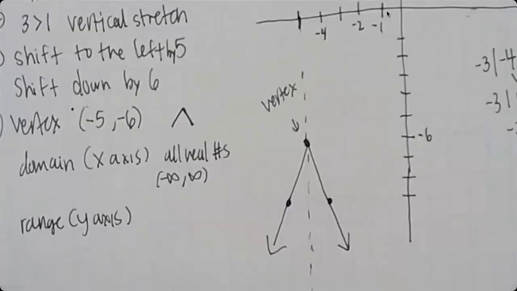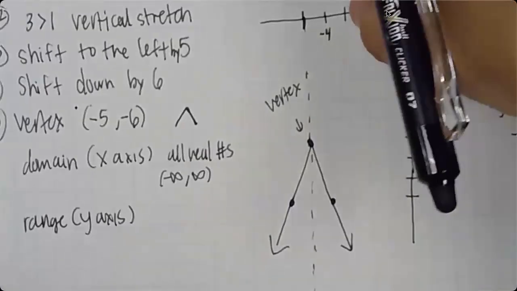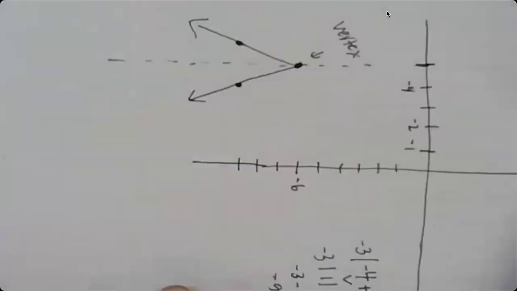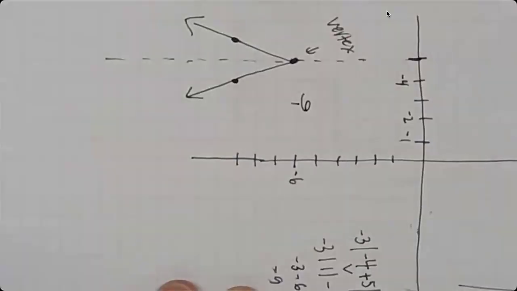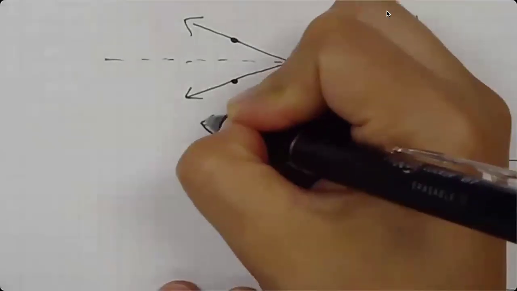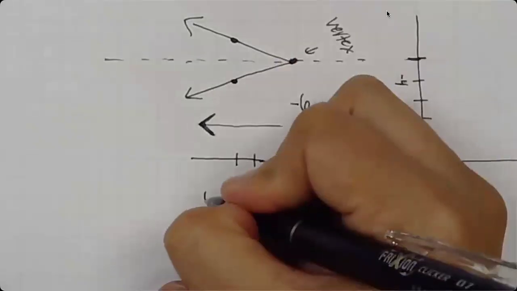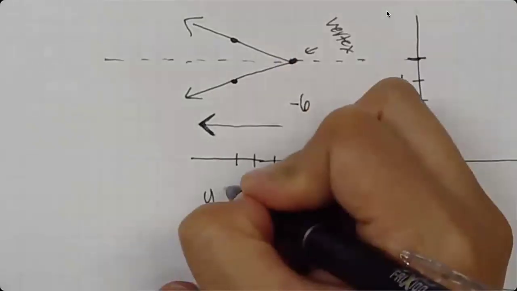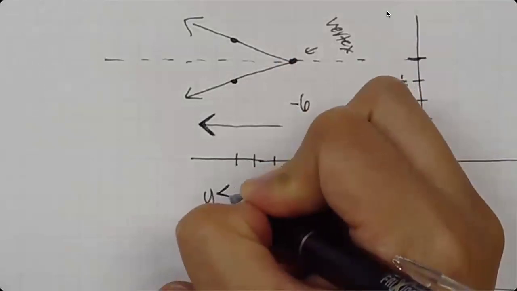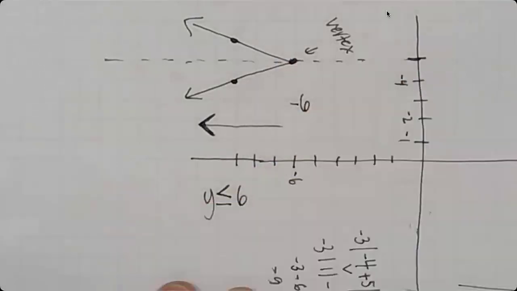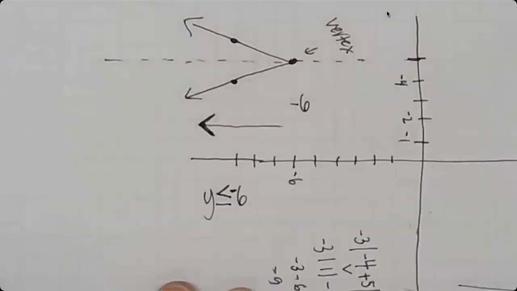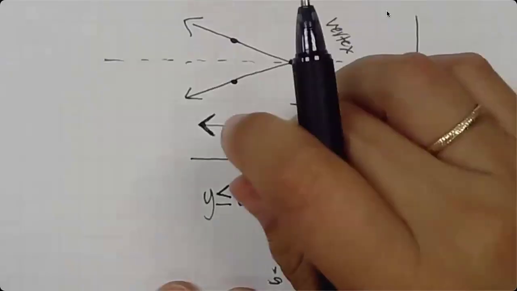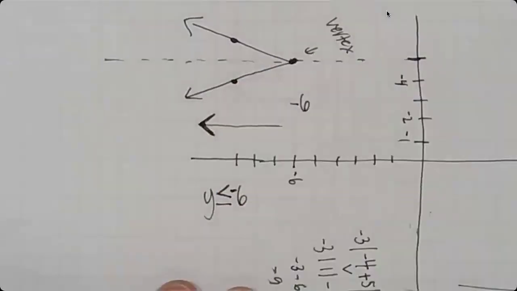Okay. This is where I like to flip over my graph. So I'm going to do that here. I'm going to flip it over. Okay. My graph starts at -6 right here. Okay. And all my points go that way. So that means my y's have to be less than or equal to -6. They all have to be smaller, right? Because they're actually smaller. -7 is smaller than -6.